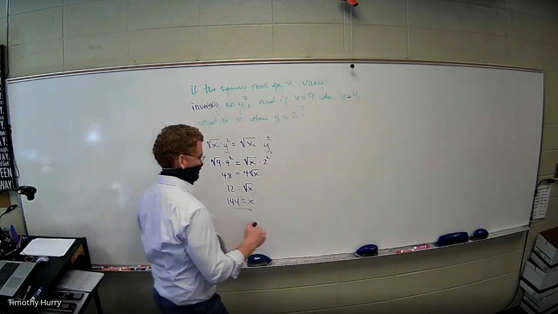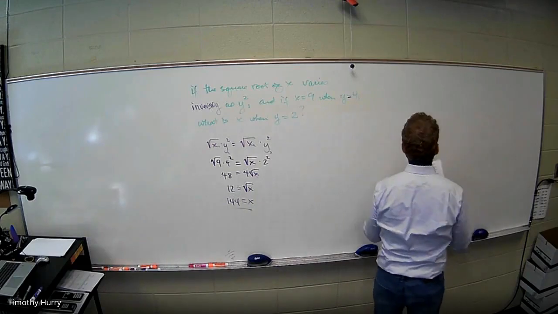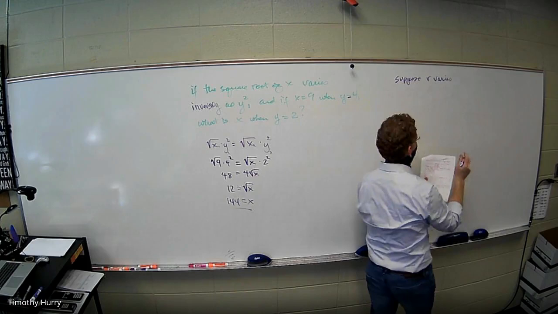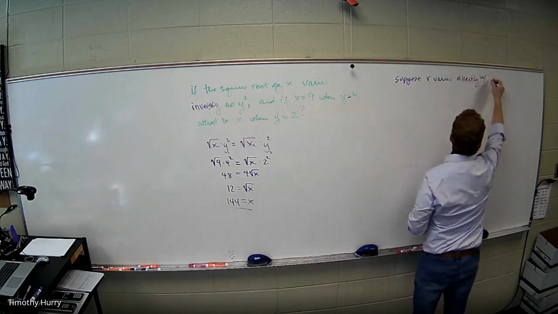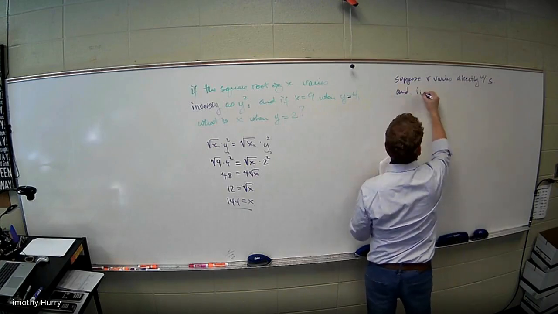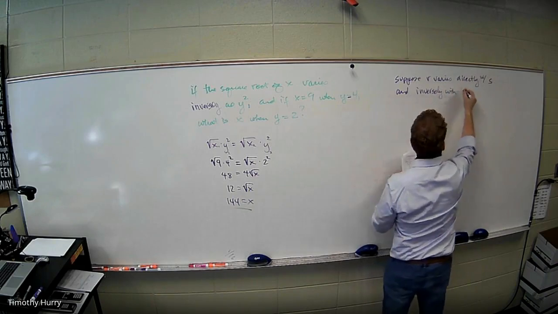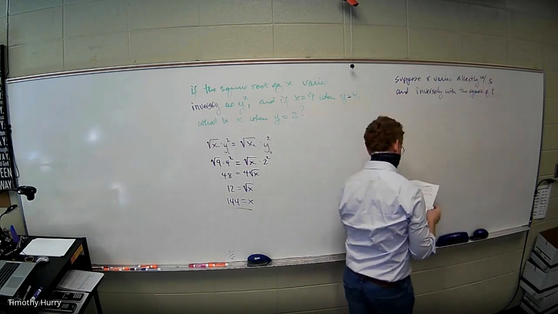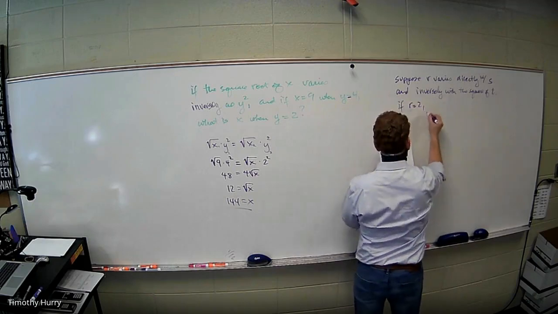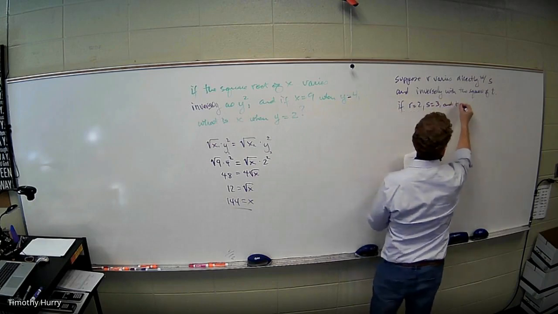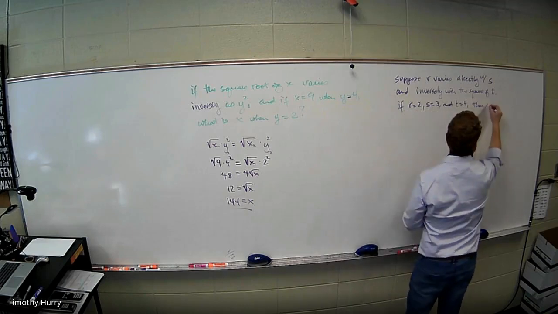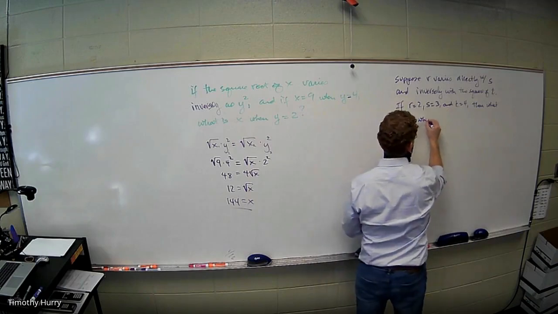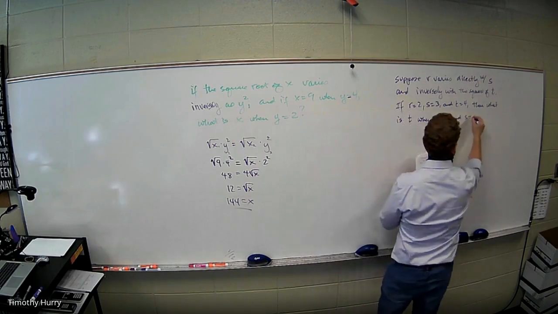How about this? Throw a curveball at you. You can handle it. What if I said, suppose R varies directly with S and inversely with the square of T. If R is 2, S is 3, and T is 4, then what is T when R is 3 and S is 6?